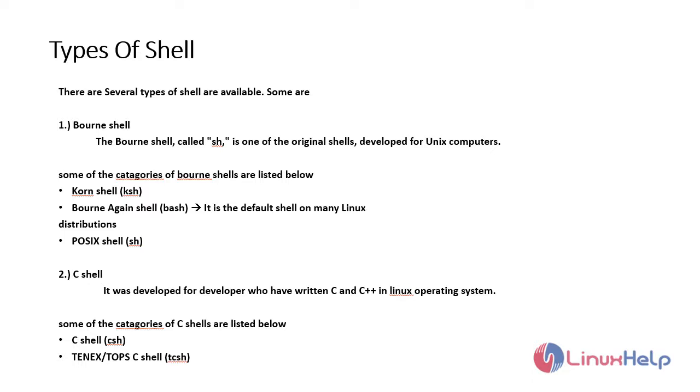Then the next main shell is C shell. It was developed for developers who write C and C++ in the Linux operating system. It has some categories such as C shell and TENEX or TOPS C shell. These are the types of shell.